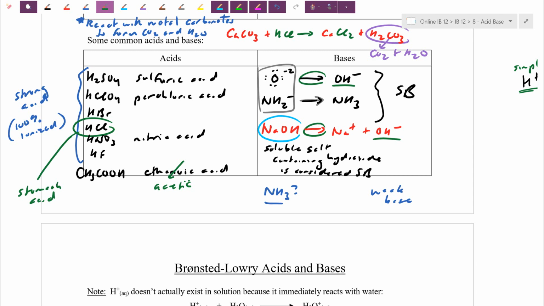In terms of bases here, I would recognize this sodium hydroxide. Sodium hydroxide is very commonly used for drain cleaner. So sometimes they just say, hey, which of these bases here is used for drain cleaner? Just note down for yourself, sodium hydroxide.